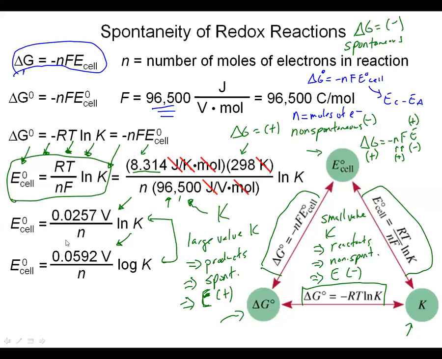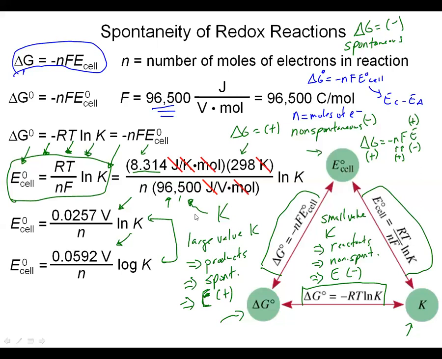Now, the two bottom equations are shorthand versions of this equation here in the box, for when you're at 25 degrees Celsius. At 25 degrees Celsius, the 8.314, the 298, the 96.5, 100, are all basically a constant value, and you get those two versions on the bottom. Like I said, it's probably easier just to remember the one in the box and plug in all your numbers, even at 25 degrees Celsius.